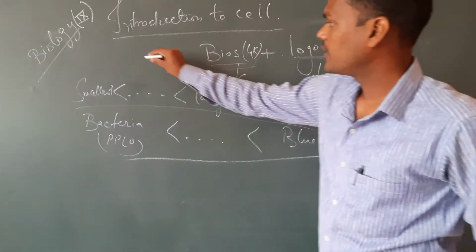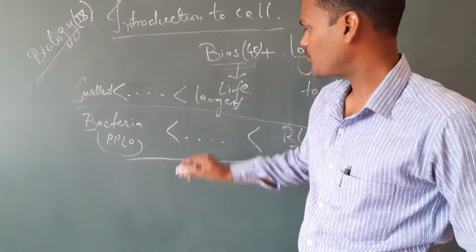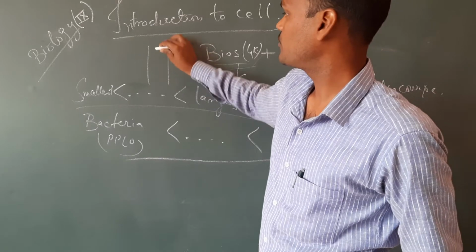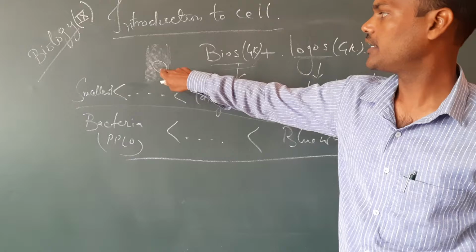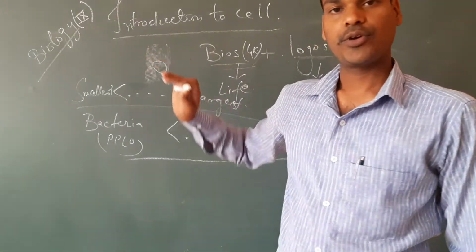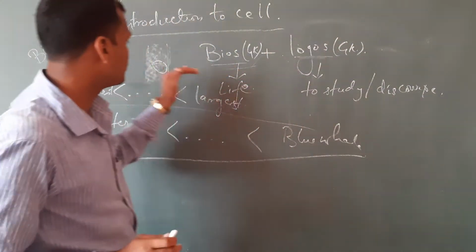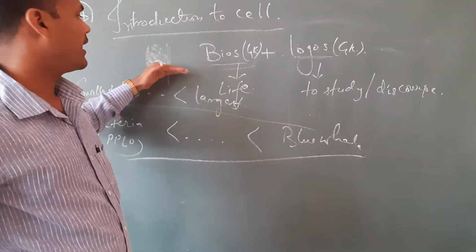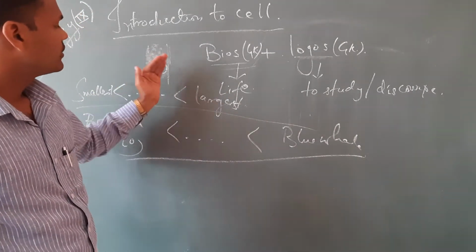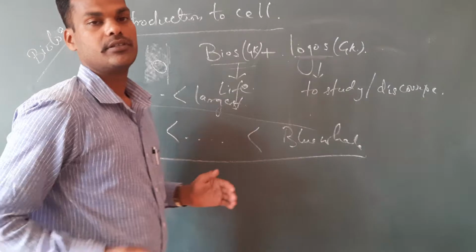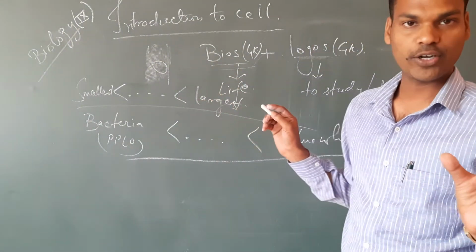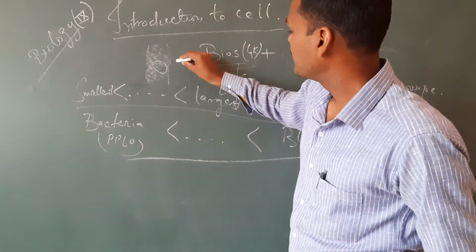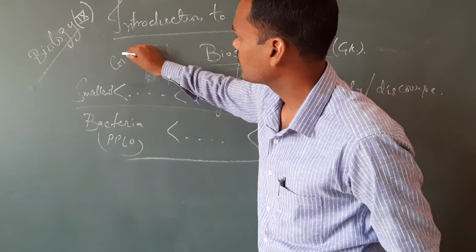What is cork? Cork means the outer portion of the bark of a tree. Suppose this is the tree, the bark of the tree, the outer portion of the stem, you can say. He took the stem part and the outer portion and observed it under a microscope. He took a slice and then observed it under a microscope. He called it cork.